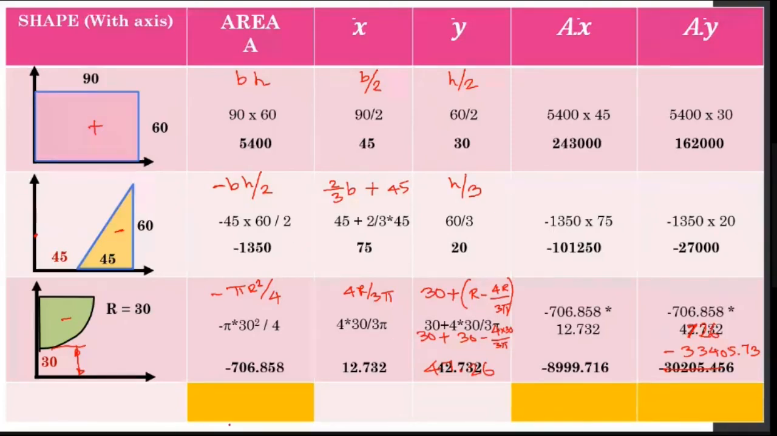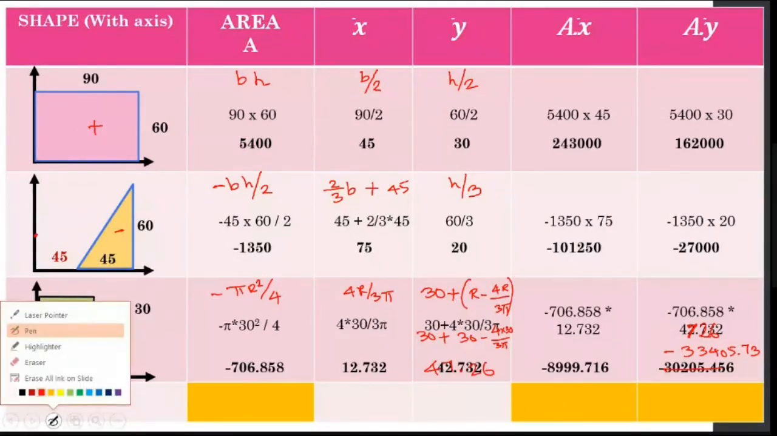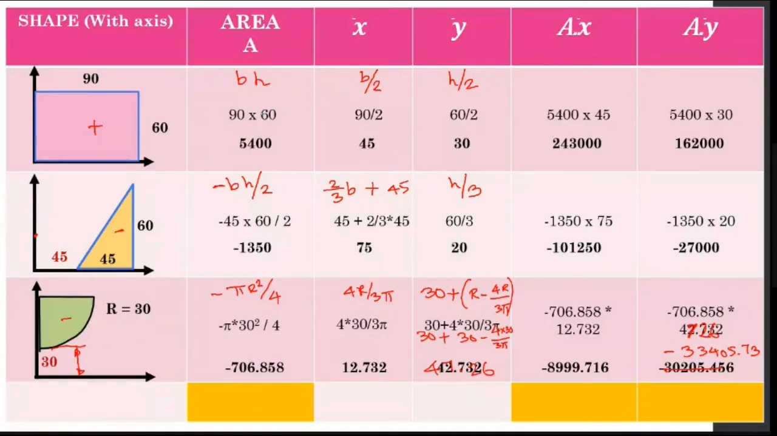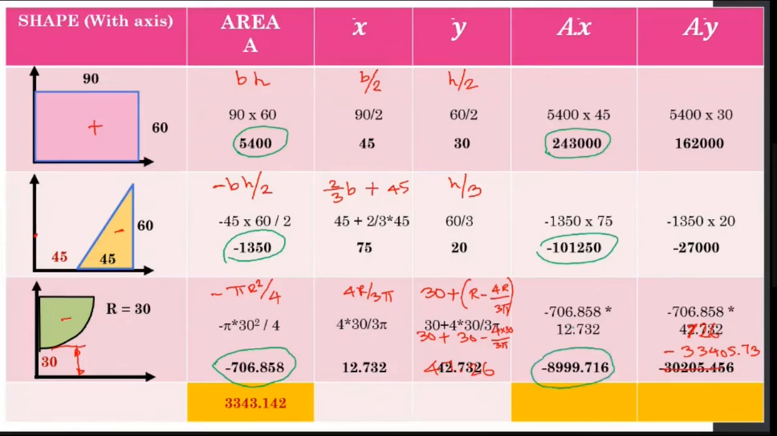Only thing is I have to add all my data with respect to that. Which means I have to add this term and this term. When you add it, I'll get this. So 3343.142. Similarly, I will add all these terms. So this one and this one. If you add it, you will get another value.